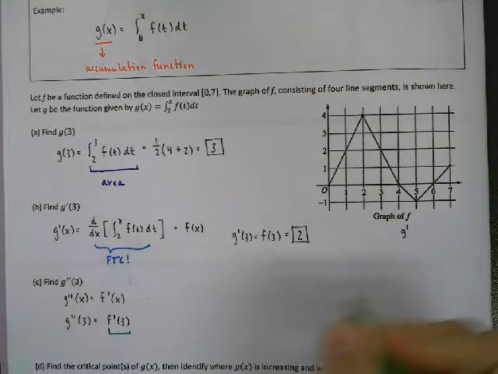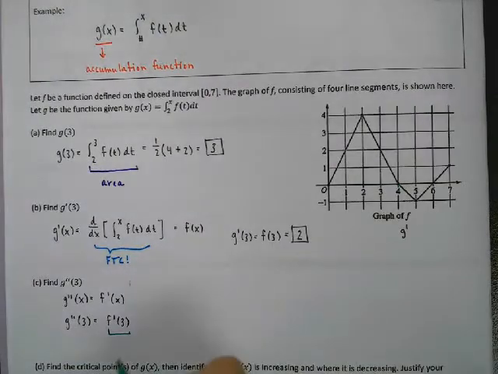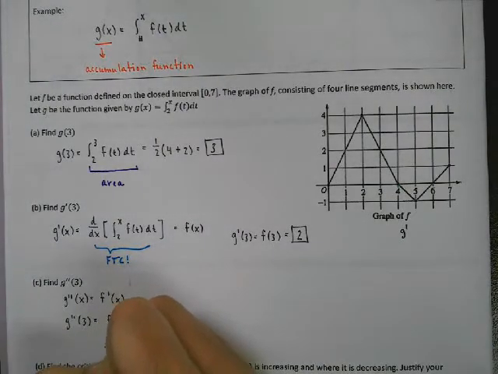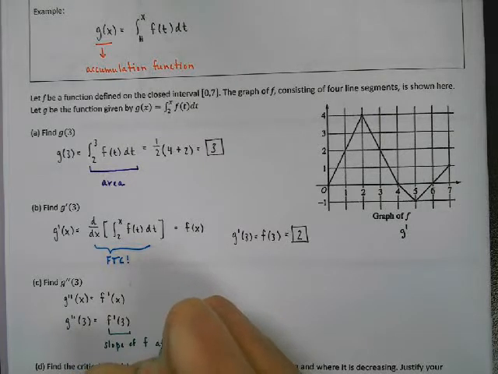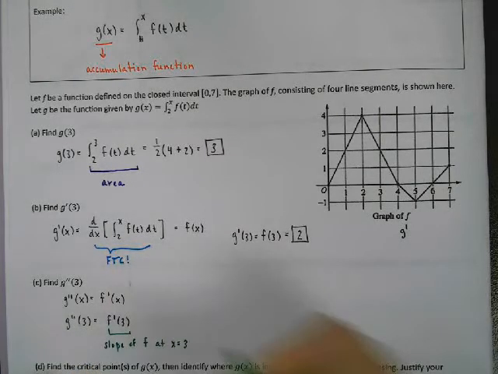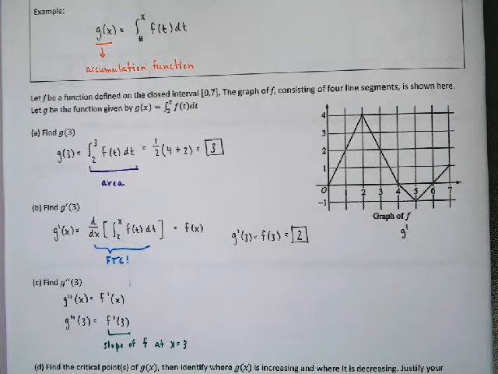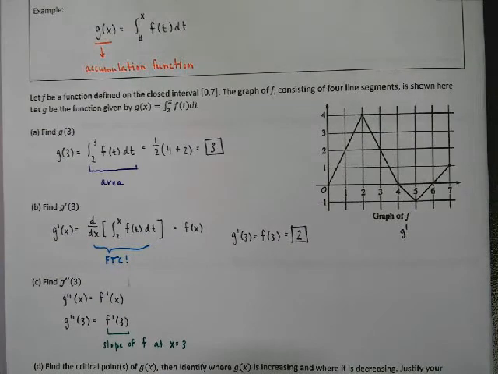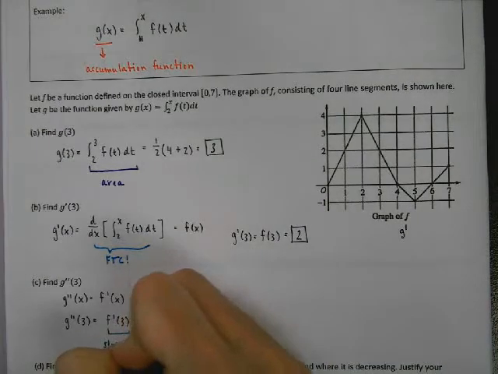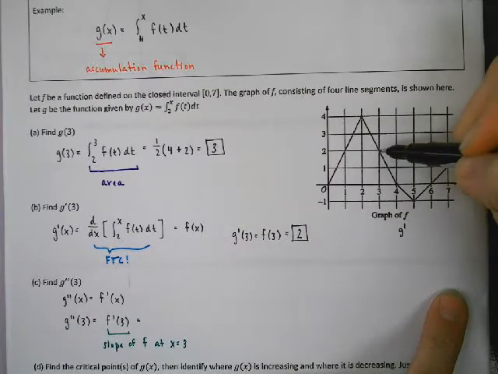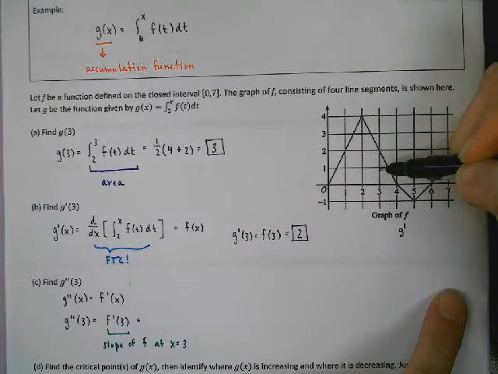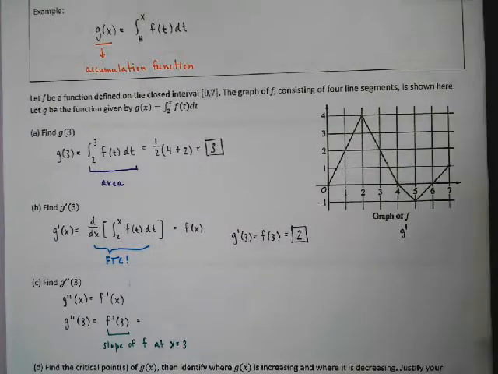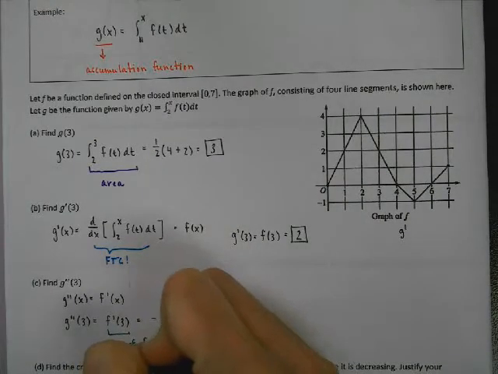What this is saying is, if this is my graph of f, f prime of 3 is the slope of f at x equals 3. So we're just going to be really using rise over run here. So f prime of 3, if I look here, it's linear, so I can just find rise over 1. I go down 2 over 1, so that slope is a negative 2.